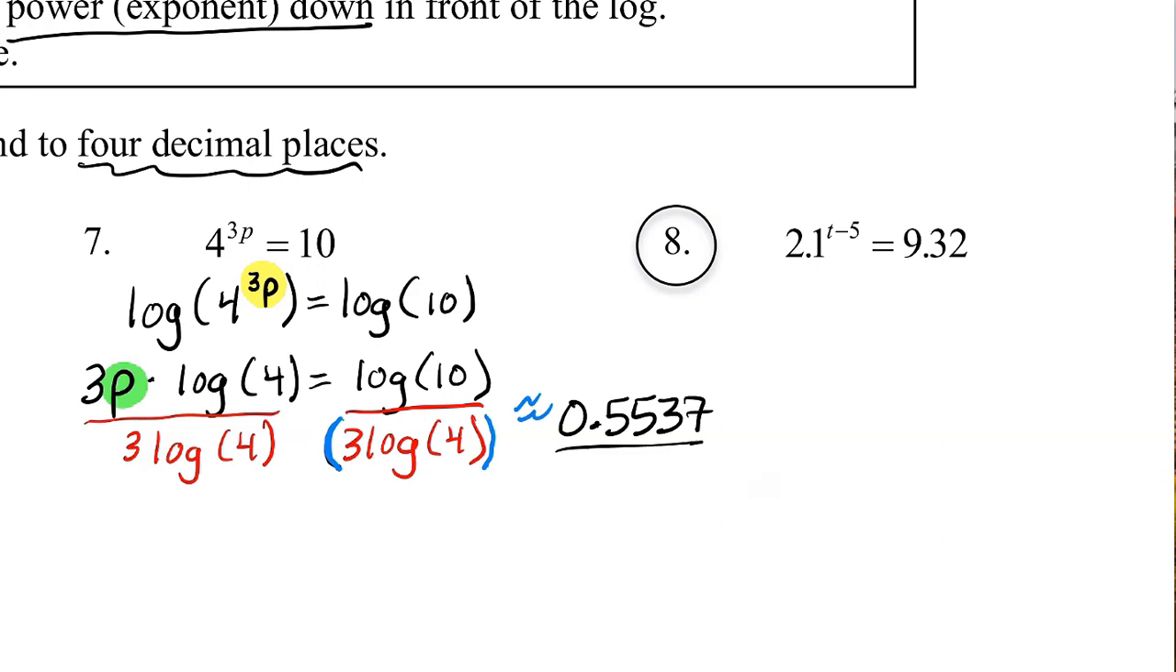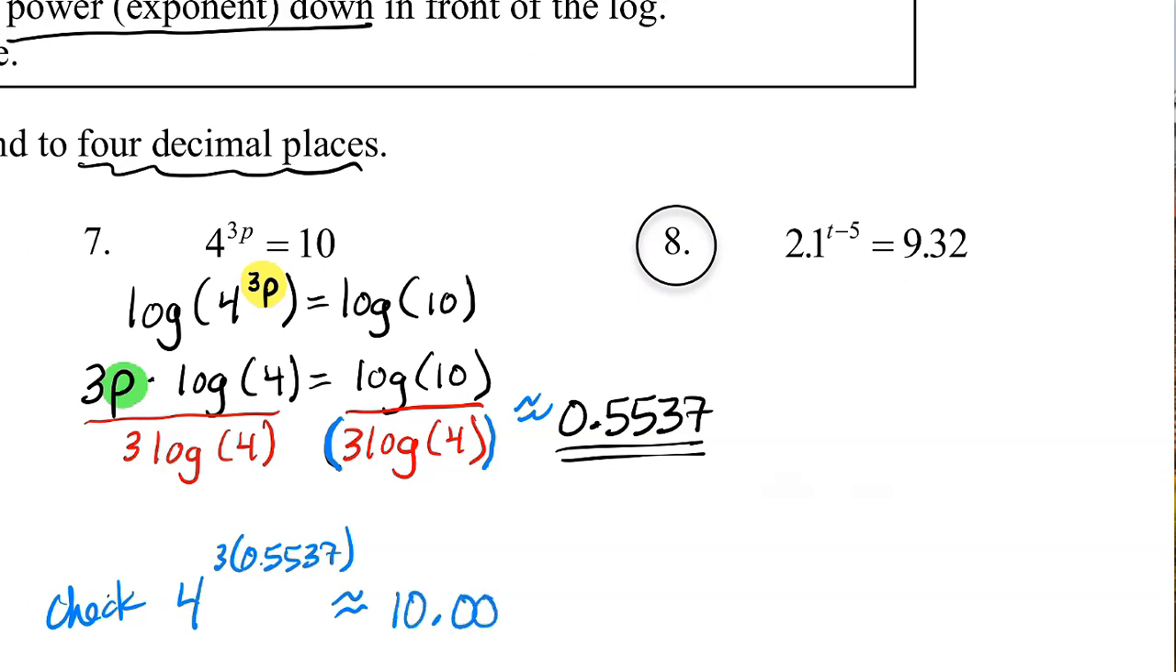0.5537 is the answer. So that tells us, just to do a little check, if you do 4 raised to the 3 times 0.5537, you should get 10. And I basically got 10. This decimal here is just due to rounding our answer there.